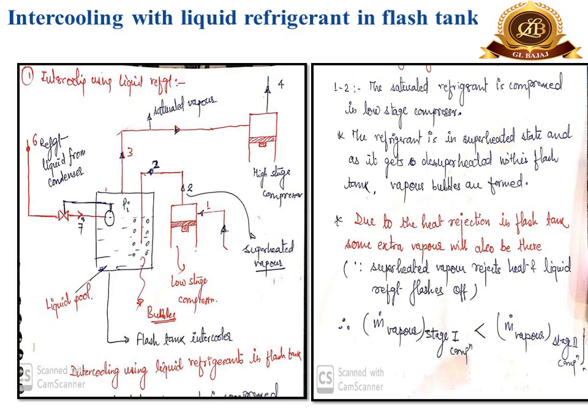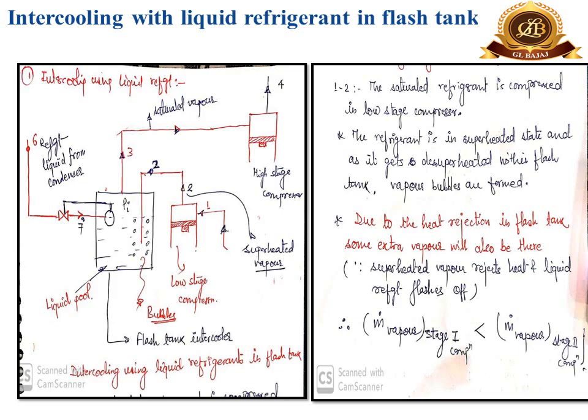The state 4 is after the high stage compression. The point 6 represents the liquid refrigerant which is coming from the condenser, which is again fed to the flash tank where the separation of liquid as well as the vapor refrigerant takes place. After the separation, the liquid refrigerant is again fed to the throttling valve where the expansion takes place, and then it is supplied to the evaporator.